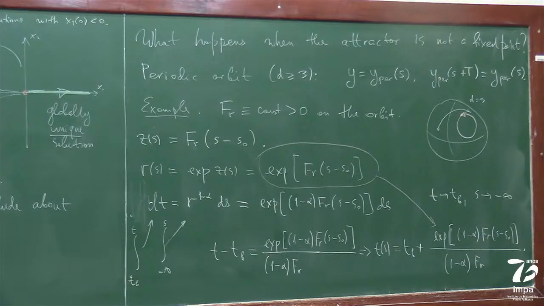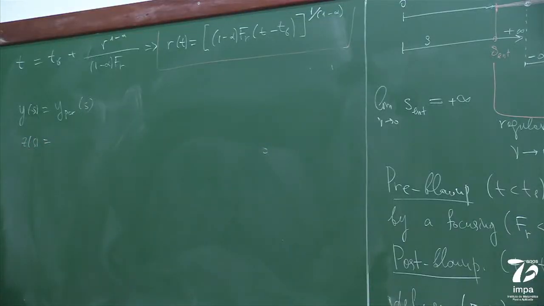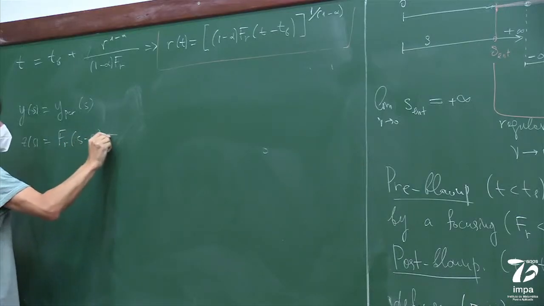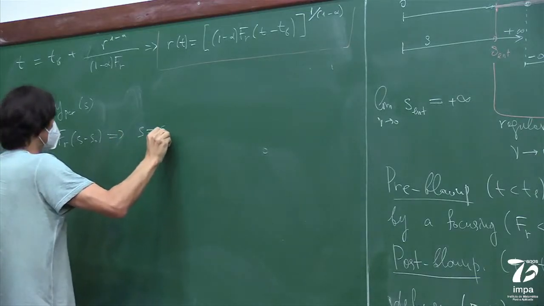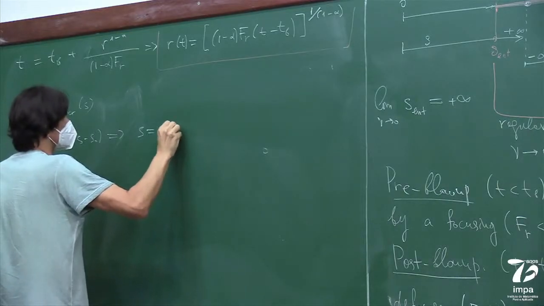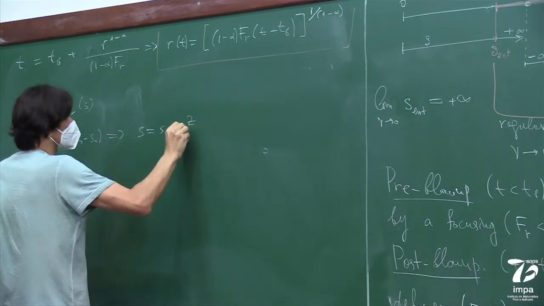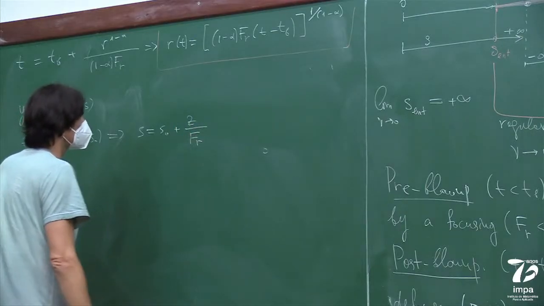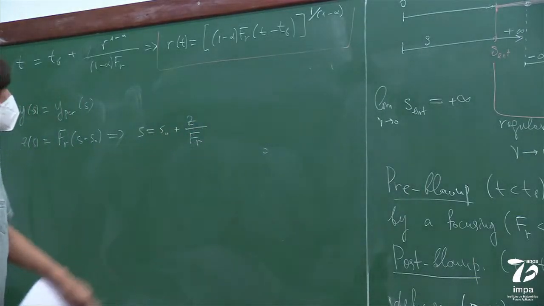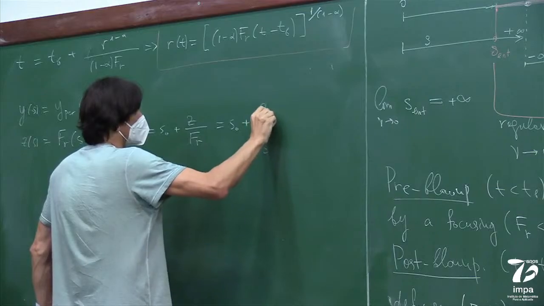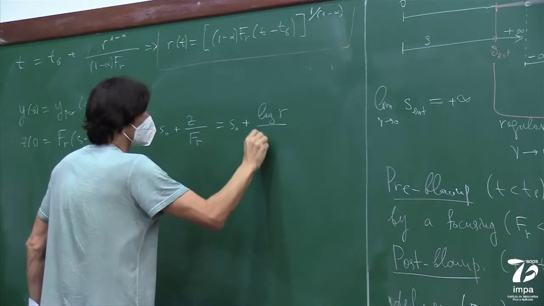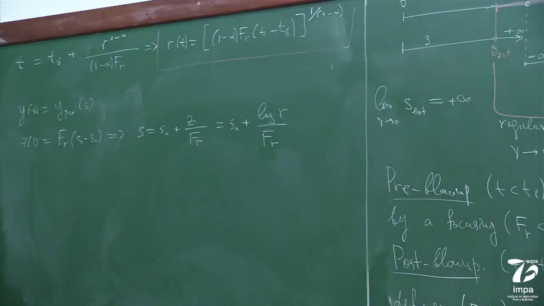So remember, Z of S is what if R, S means 0. So you can express S. So S will be 0 plus Z over Fr. And Z is logarithm of R. So it's 0 plus Fr. So, good.